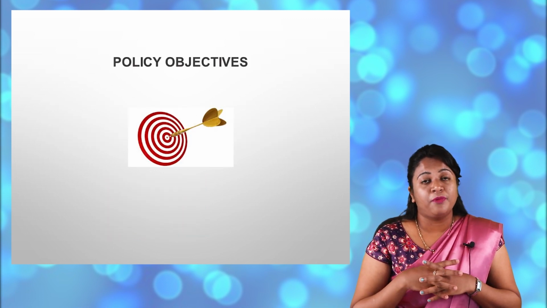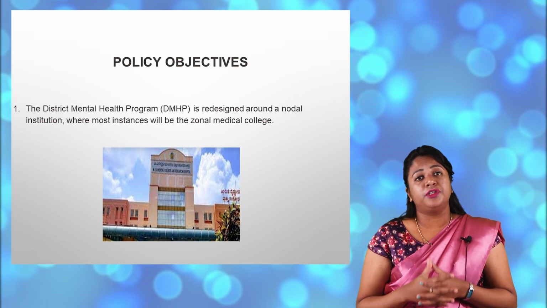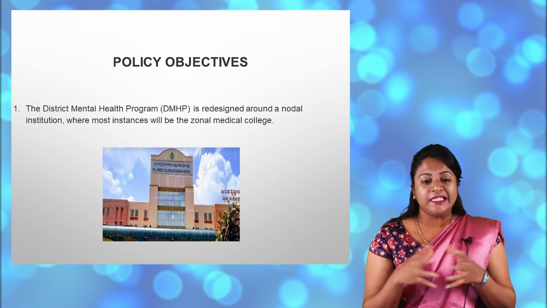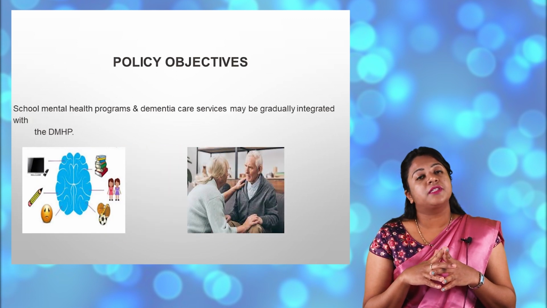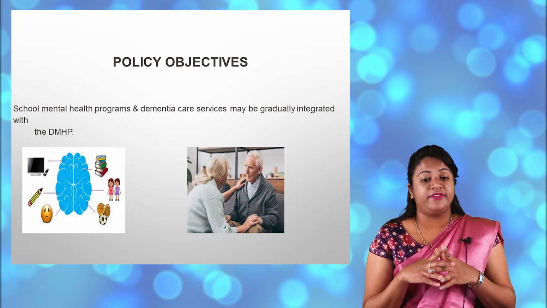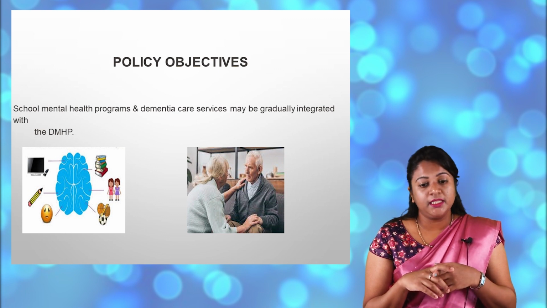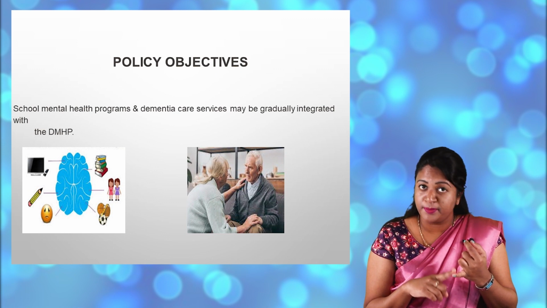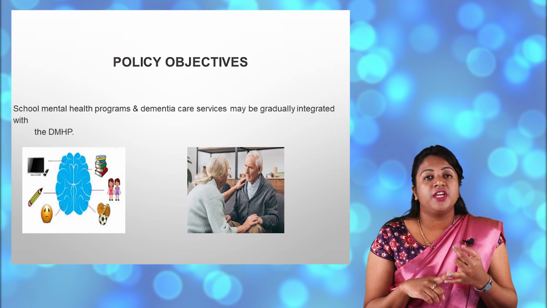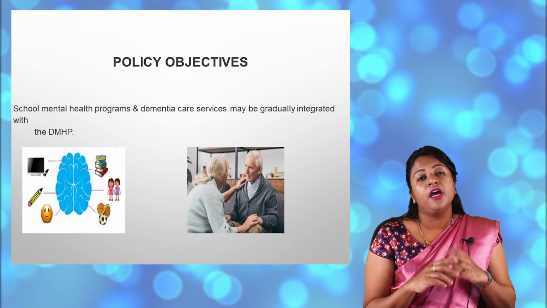So what are the policy's objectives? The first one is that the district mental health program is redesigned around the nodal institution, where most instances will be the zonal medical college. School mental health programs and dementia care services may be gradually integrated into this district mental health program. They have a goal that the services related to the school mental health program as well as dementia care services will be integrated with this district mental health program.